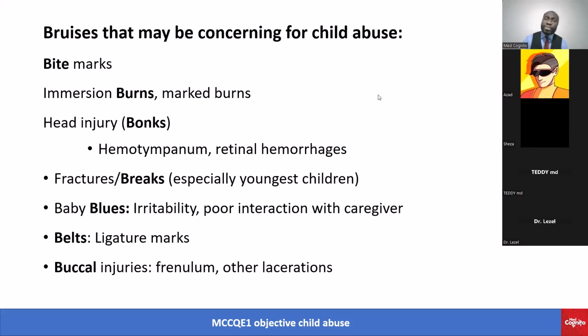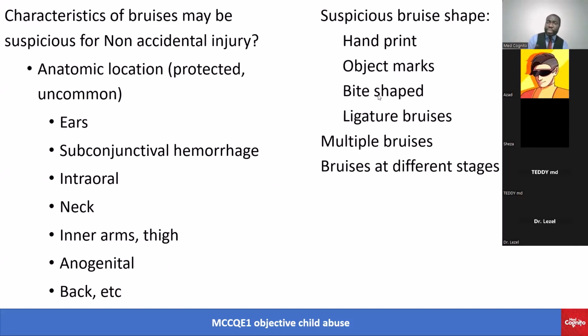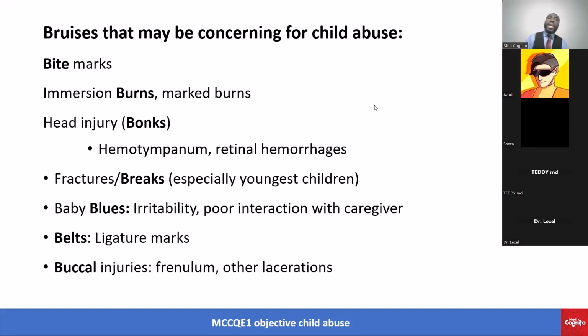So we've talked about the patterns, multiple bruises at different stages of healing. And then injuries that may be concerning for child abuse: bite marks, right? Immersion burns. At times some caregivers can be so wicked that, I don't know what a kid has done, then they'll just put the hand in. So you realize that the child has scald burns to maybe the arm or both, or maybe the feet. And then you're also thinking about head injury, like bongs. So that's what we were talking about, hemotympanic.